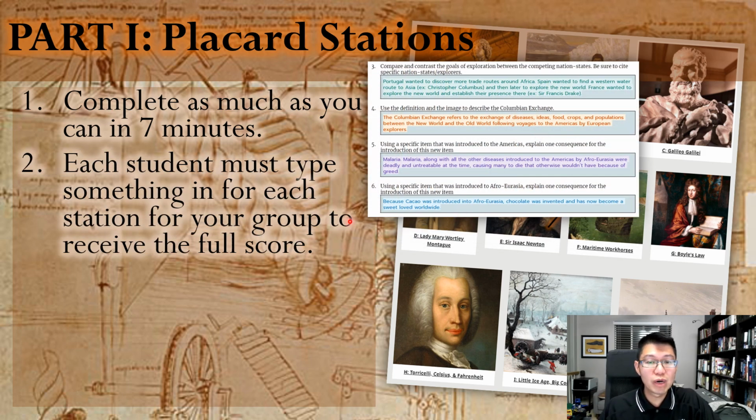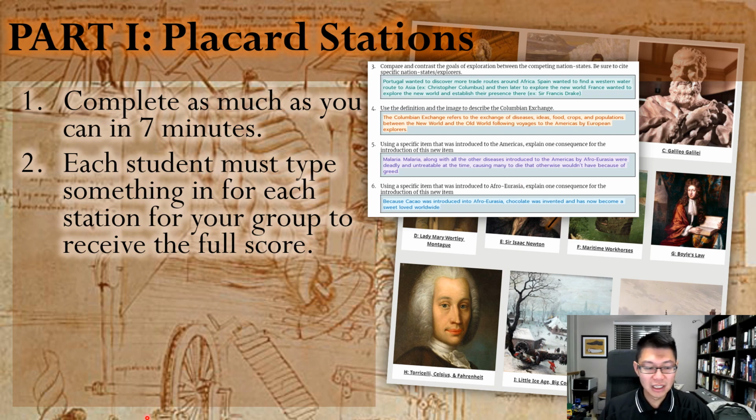For each question set, for each station, in order for your group to get full credit, each student is going to have to make at least one edit in each station. So please work on this together because you need to distribute the work and show that you've distributed the work between all the various group members. You're not going to assign each person a station because the point is for you to see each one of these as is.